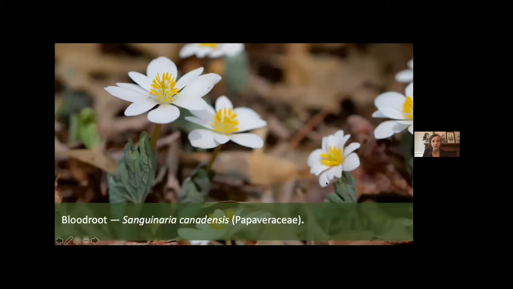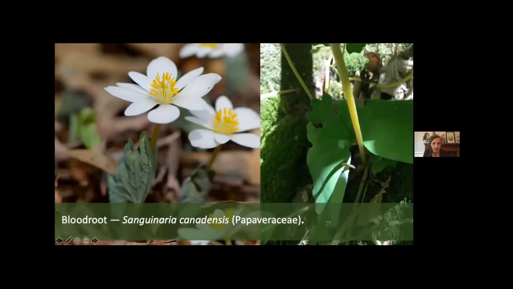It's in the poppy family. If you're wondering about the name, you can maybe see a little speck of orangish reddish sap here from when I broke off a fruit. And basically any part of the plant that you break, it will start oozing this kind of bloody sap. It's not really bloody. It's more yellowish, honestly. But that's where the name's coming from.